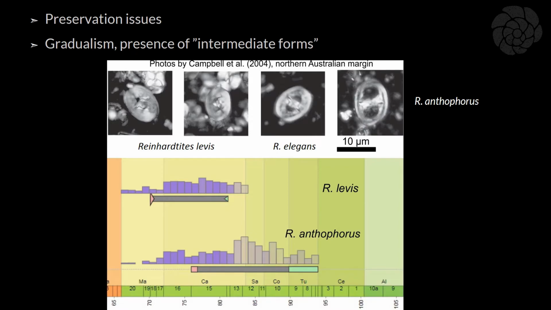There is an intermediate form between anthophorus and levis, which is elegans, and it has been defined by Arthur and Wise. And the definition is that the pores are not as open as anthophorus, and there are also some distinct features of the calyx, but we can't really see that because most specimens lack intact stems. So you can see the issue here, and what makes this first occurrence pretty unreliable is the fact that we have intermediate forms, and also the fact that we have preservation issues with this overgrowth of anthophorus.